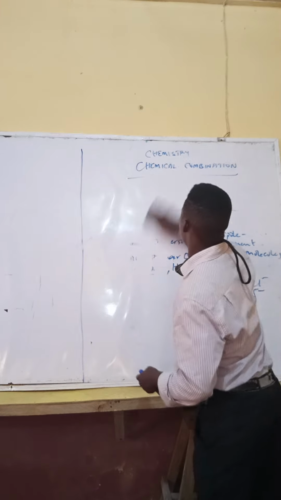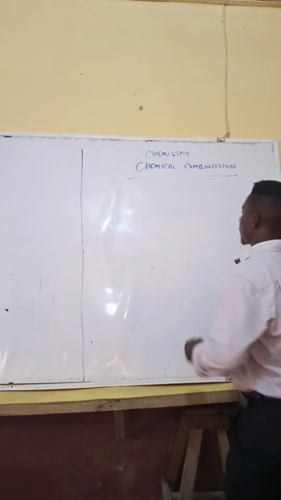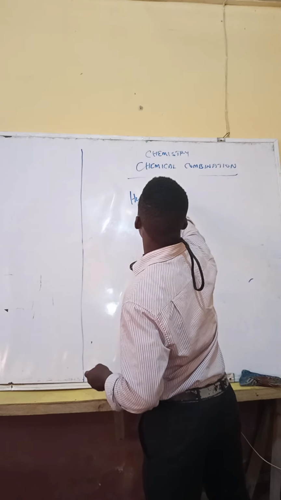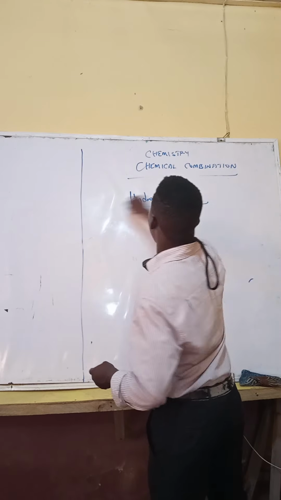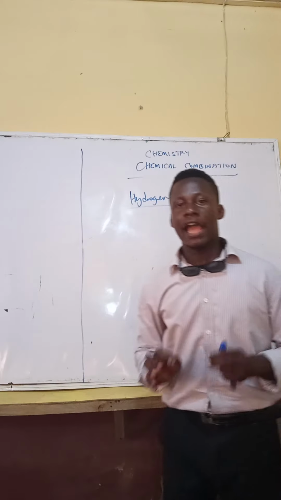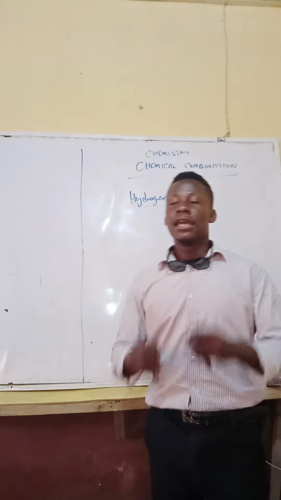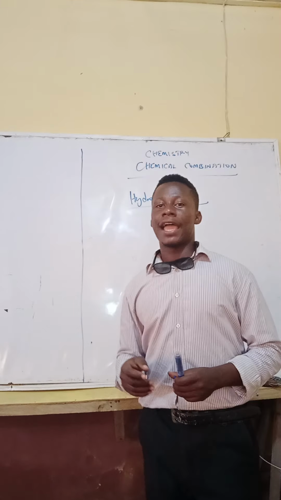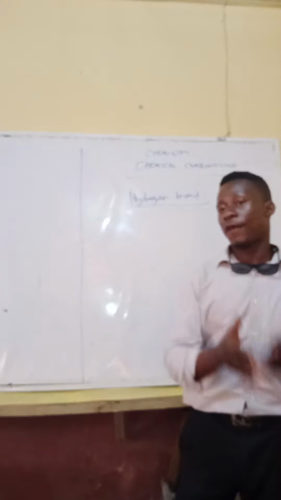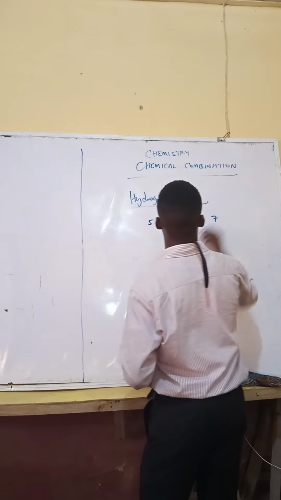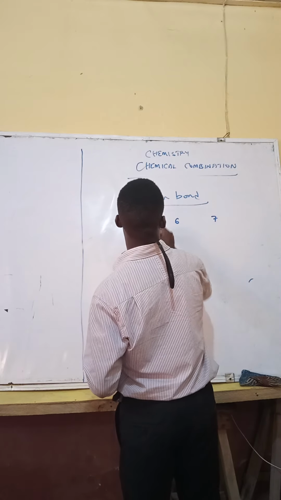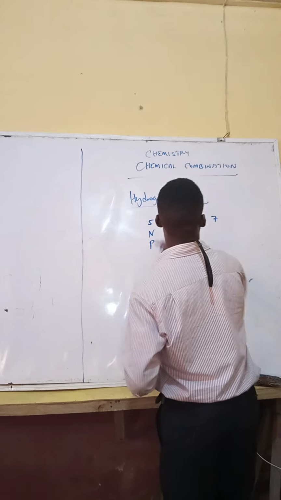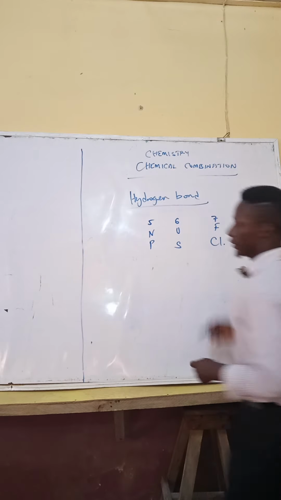The last but not the least of the bonds that we are going to talk about is hydrogen bond. Hydrogen bond exists between hydrogen and highly electronegative elements. Most of the time, electronegative elements from group 5, group 6, and group 7. So in the periodic table, let's say you have group 5, 6, and 7: nitrogen, phosphorus, oxygen, sulfur, and then fluorine and chlorine.